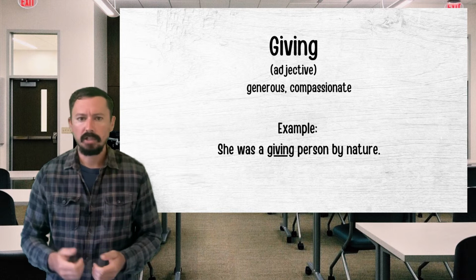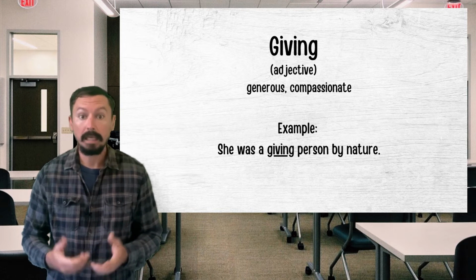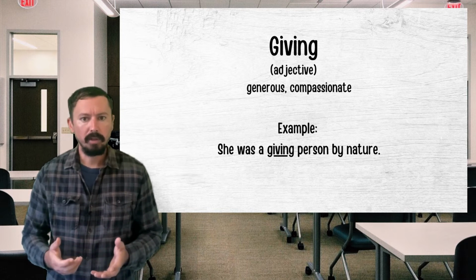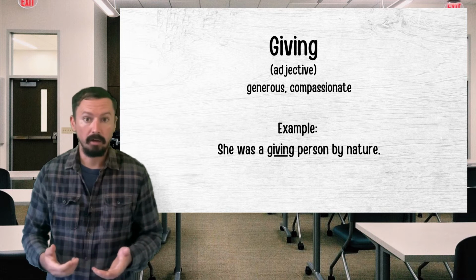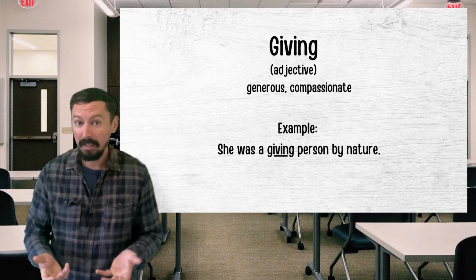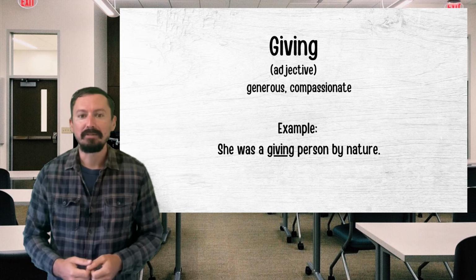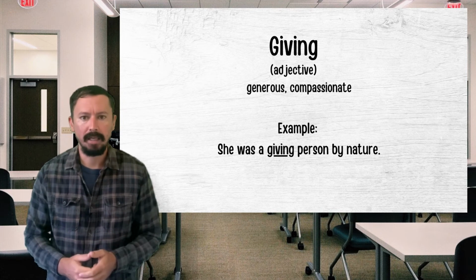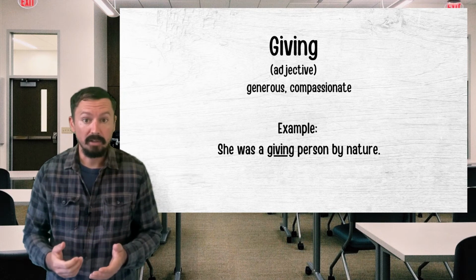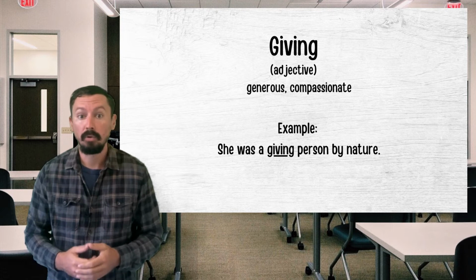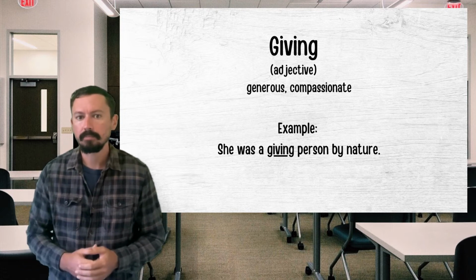Let's look at a few adjectives now. First of all, giving. You probably thought of that as a verb or a gerund, but whilst it can be, in this case it is an adjective. She was a giving person by nature. It means generous and can be used to refer to people who like to give money away.